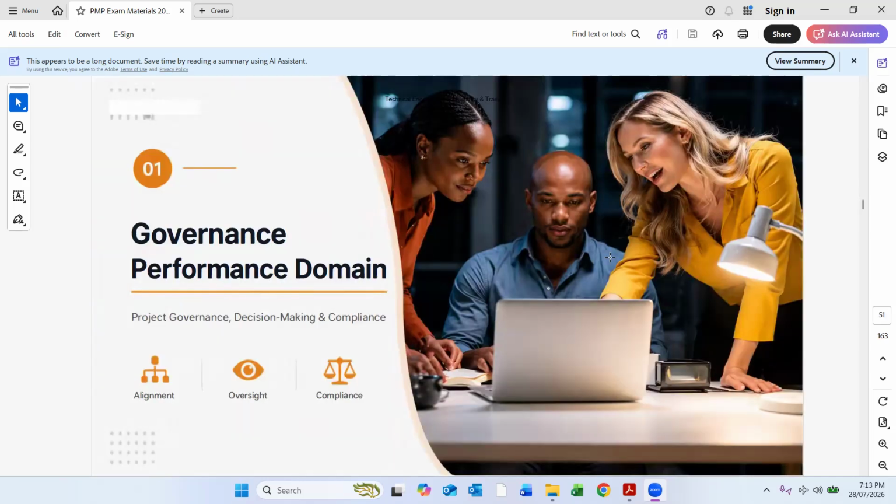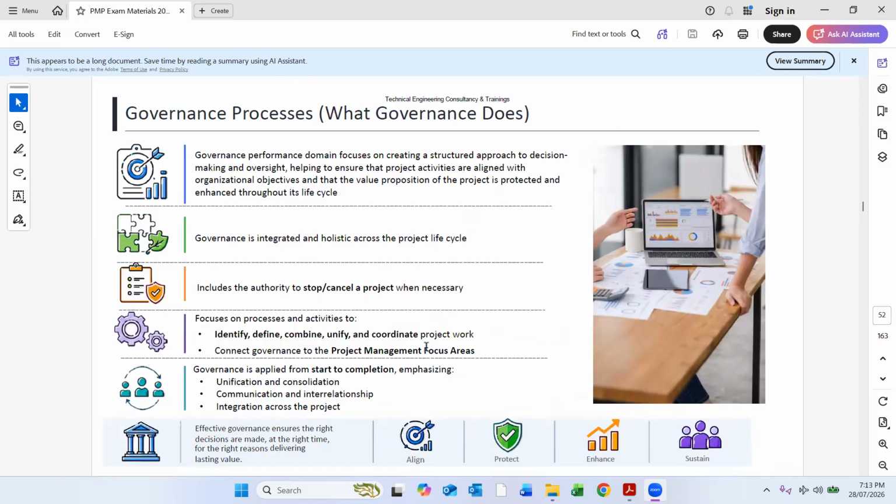Governance performance domain. What is the governance performance domain? In terms of governance, there should be decision making, there should be compliance, and objectives should meet the organization's strategy. That is part of the performance domain. There should be a structured approach to decisions and oversight, to ensure that project activities are aligned with organizational objectives, and that the value proposition of the project is protected and enhanced throughout its life. It means you are achieving your project values through structured decisions.